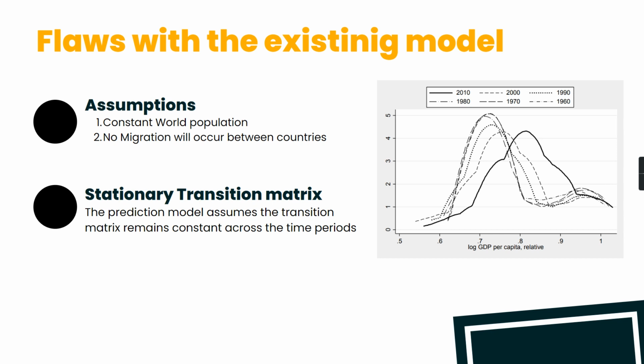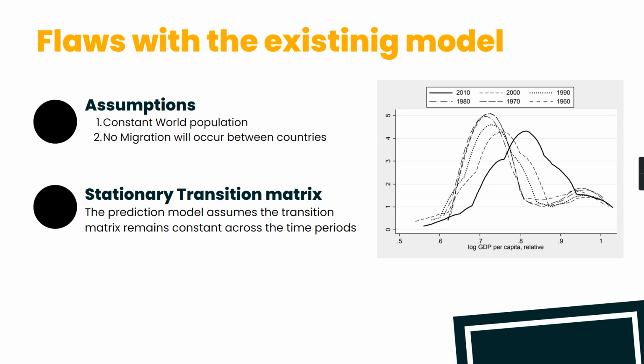So now we'll gloss over the flaws in the existing linear model and how we can correct that. The two fundamental flaws were that the model assumed that the world population is constant, which is obviously false, as the population is dynamic and is constantly increasing and will reach a steady state in the near future. Another assumption was that there is no interaction between the different sections of the economy, which is again not true. As one section of the economy grows, the other sections grow as well, and migration does occur between these countries.